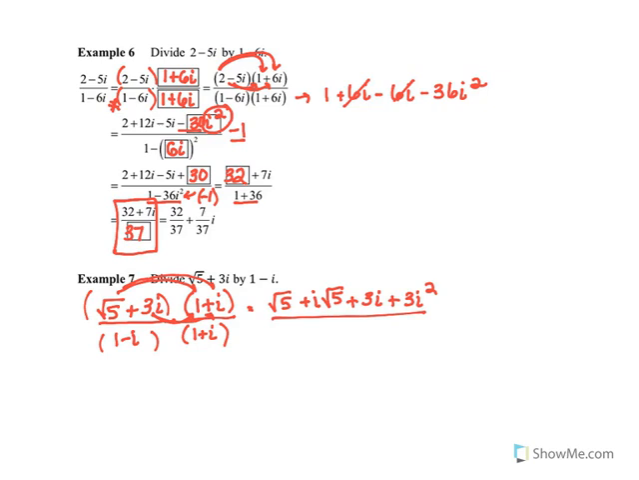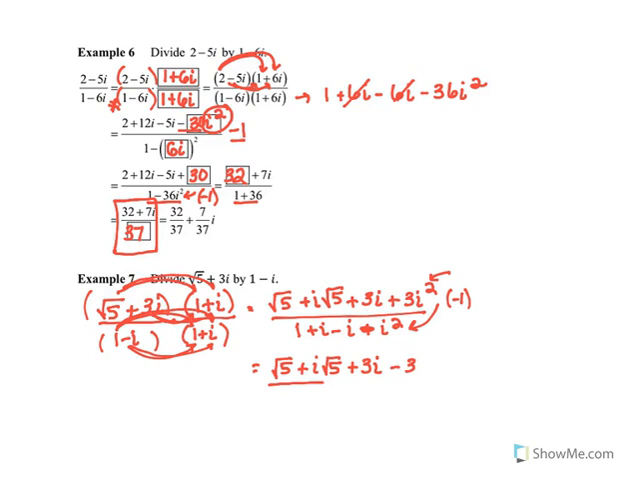All over. Now let's do the denominator. 1 times 1 gives me 1. 1 times i is positive i. Negative i times 1 is negative i. Negative i times i is negative i squared. Here I see we have two different places that we can replace with negative 1, giving me the square root of 5 plus i square root 5 plus 3i. And if I have 3 times negative 1, we get negative 3.